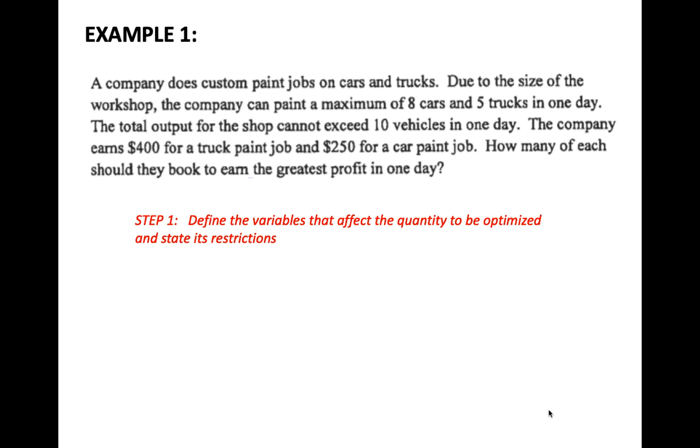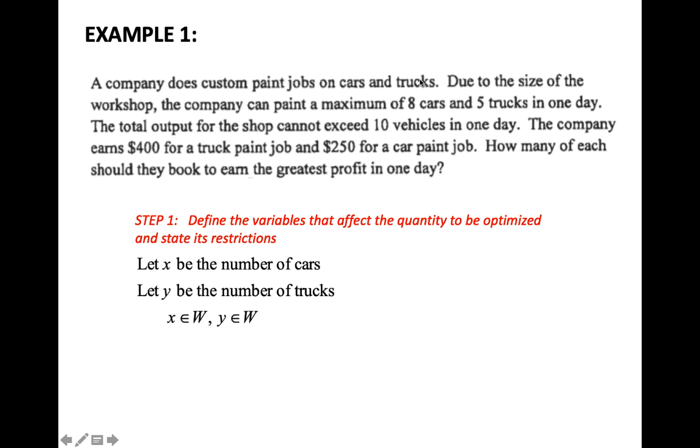Step number 1, define the variables that affect the quantity to be optimized and state its restrictions. So you read through the text and you always look towards the last part and you realize that it asks for the greatest profit. So the quantity that they want you to optimize is profit. So then we need to go back into the question and say, okay, well, what are the variables that will affect the profit? And we realize it's going to be the paint jobs on cars and the paint jobs on trucks. And so we establish that those are our variables. And we stop and consider, well, these are probably most naturally whole numbers.